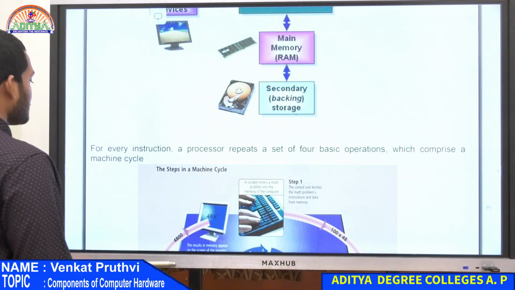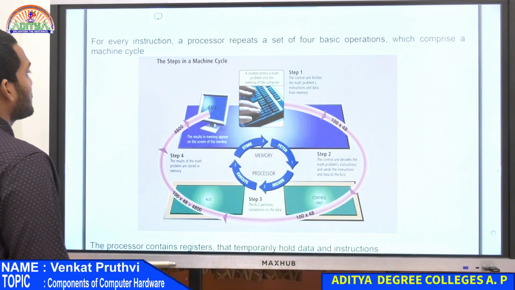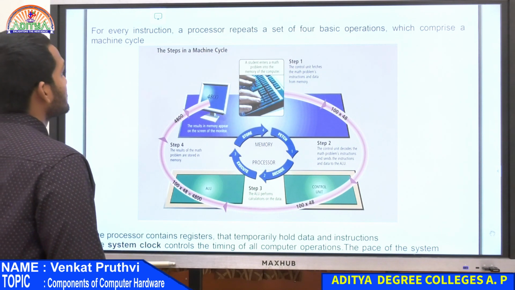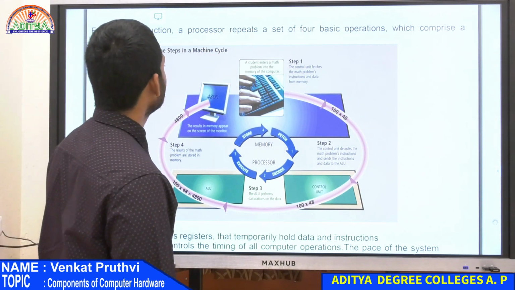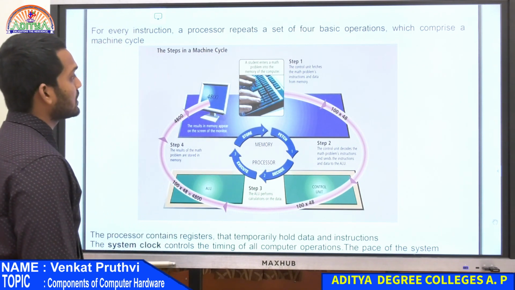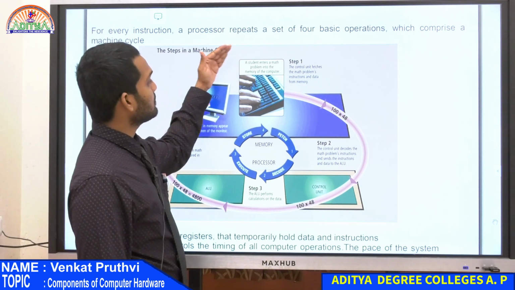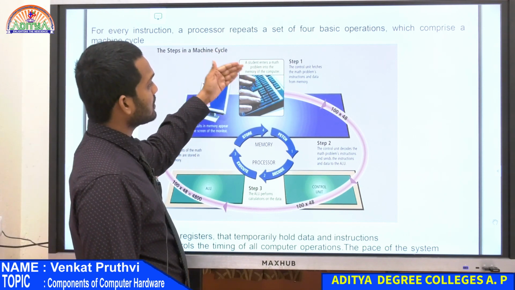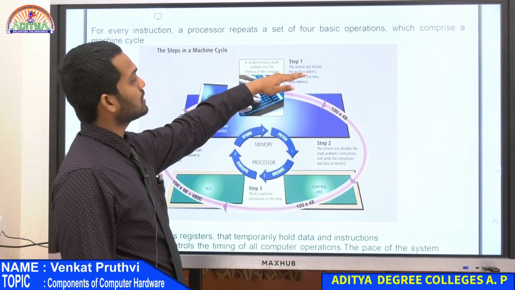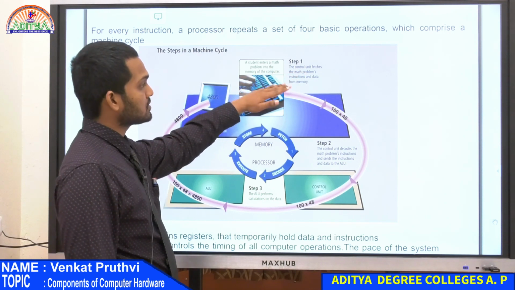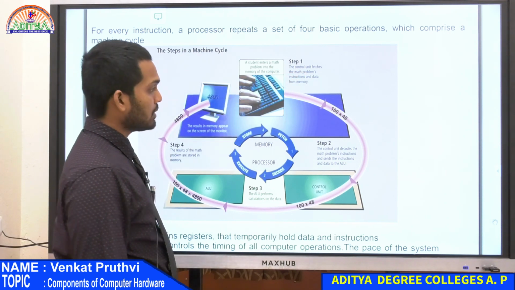Okay. And then for every instruction, a processor repeats a set of 4 basic operations which comprise of a machine cycle. The steps in a machine cycle are: the student enters a math problem into the memory of the computer. Then at the first step, the control unit fetches the maths problems, instructions and data from memory.